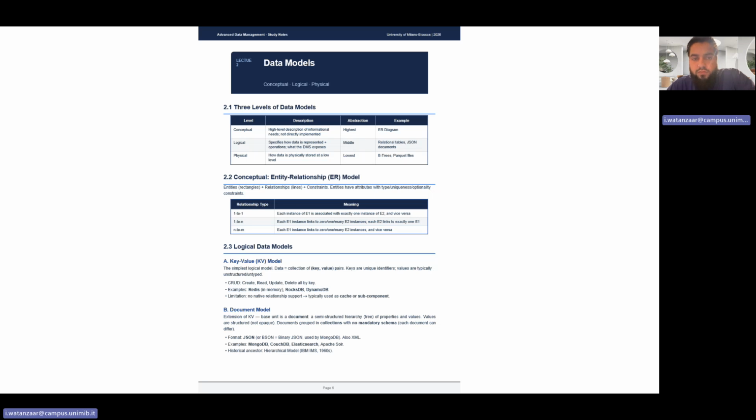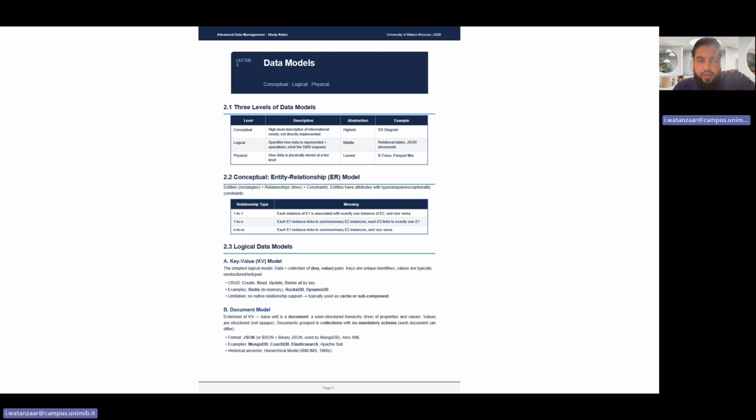In one-to-many, each entity 1 instance links to 0, 1, or many entity 2 instances, while each entity 2 links to exactly one entity 1. What does this mean? From one side, the entity 1 table, we have 0, 1, or many relationships with the entity 2 table. But from the other side, each entity 2 instance has only one association with entity 1. The third one is N to M.